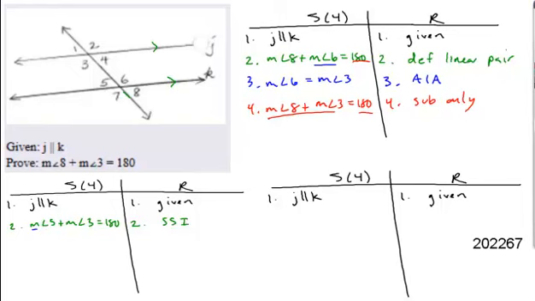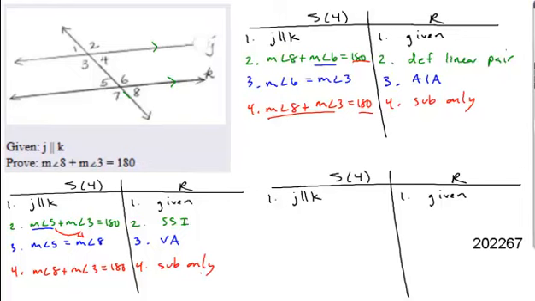And so here, what I need to do is replace angle 5 with its equivalent. Well, what is equivalent to angle 5? Angle 5 and angle 8 are equal because of vertical angles, which then leads me to my conclusion. If I replace angle 5 with its equivalent, I get measure of angle 8 plus measure of angle 3 is equal to 180. And what was that justification? Again, I replace one thing with its equivalent, which is sub only. Okay.